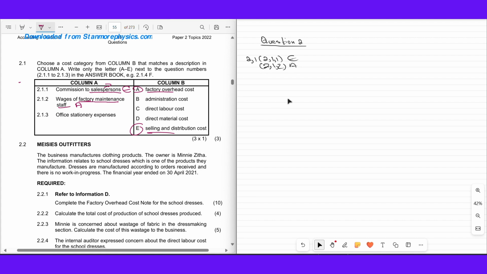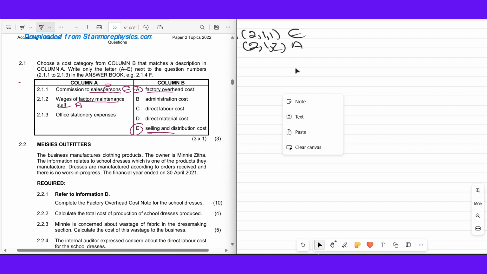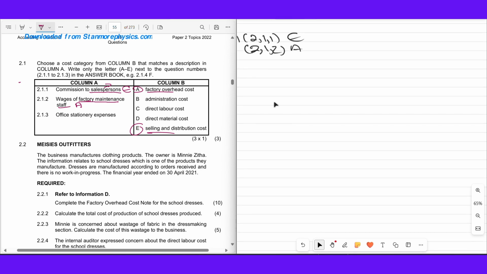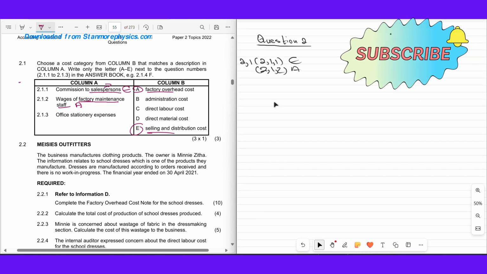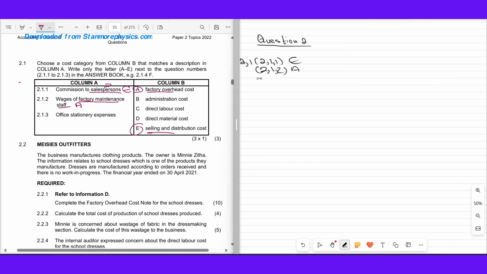Then we have the last one, 2.1.3. They are saying office stationery expenses. The moment you see office, just know that they are referring to admin. For example, when you go to the office at your school, you will see administration. So automatically this is B. So you're going to write B.